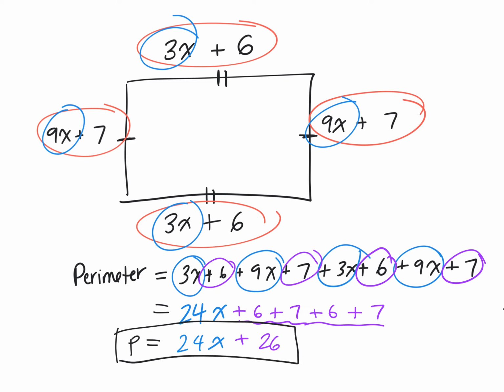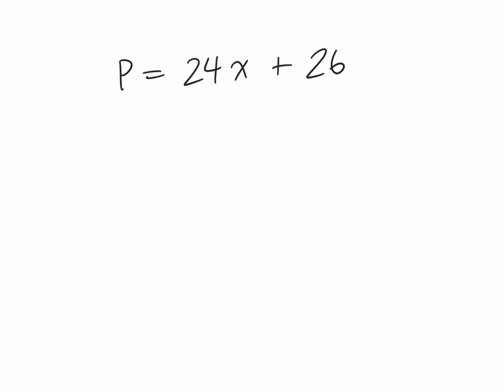And I'm going to tell you that the units here are centimeters. So what do you think my next question is going to be? What is the actual perimeter if x equals, let's make up a number. 4. If x is equal to 4, you're now going to calculate the actual perimeter.